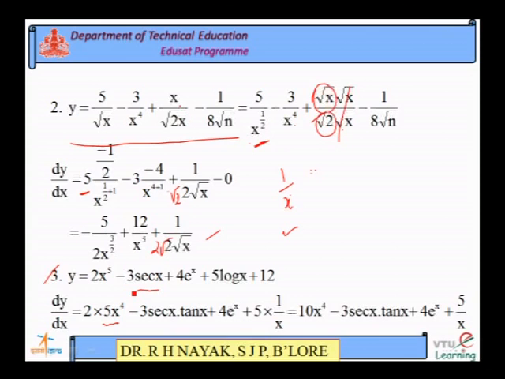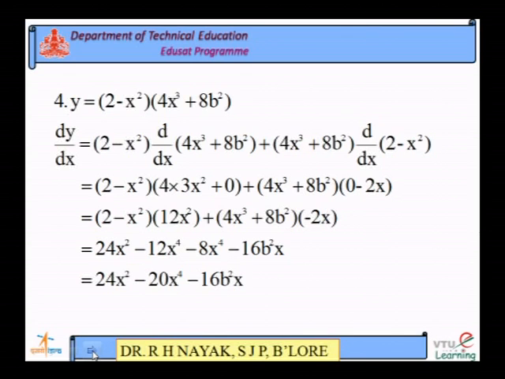Hence, we write 5 into 2, 10 x to the power of 4 minus 3 secant x tan x plus 4 e power x plus 5 into 1 is 5 divided by x. This is our third problem. Now take the fourth problem.